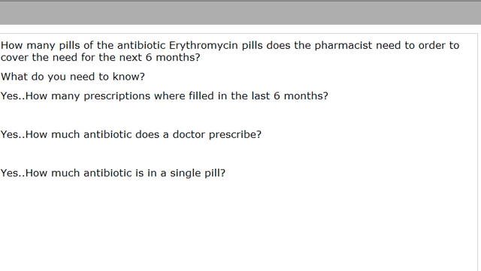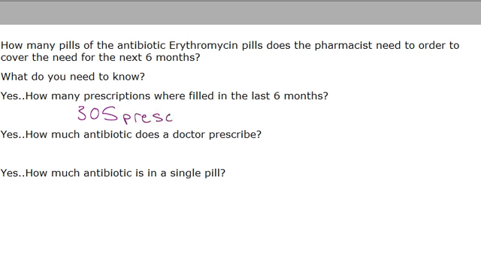So to solve this problem, we've identified the information that we need to know. So to go ahead, we need to actually collect that information. So the first piece, to cover the next 6 months, we're going to use the information that we have, which is how many prescriptions were filled in the last 6 months. We're using that as a predictor. So in the last 6 months, there were 305 prescriptions that were filled.